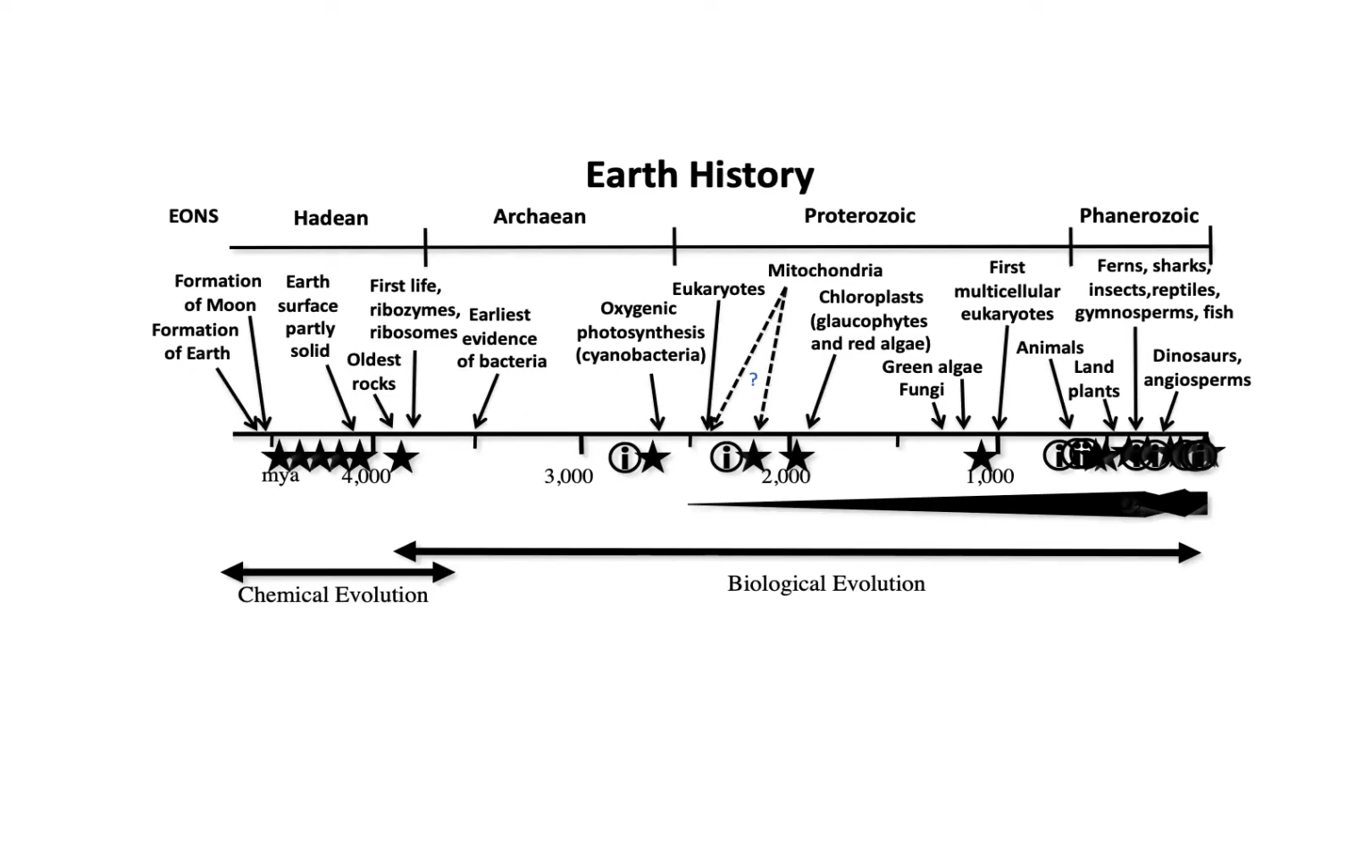So again, here's this chart. We're way out here at the end. There are dinosaurs and angiosperms here, gymnosperms here, and ferns, sharks, insects, and again, land plants first got established here. Animals first appeared here. The first multicellular eukaryotes, as I said, there is some evidence that they existed even back as far as 2 billion years ago.